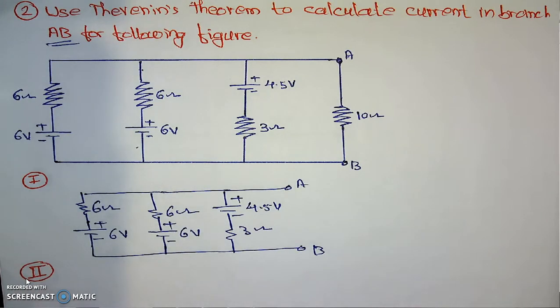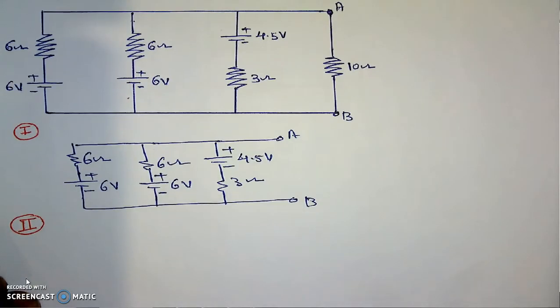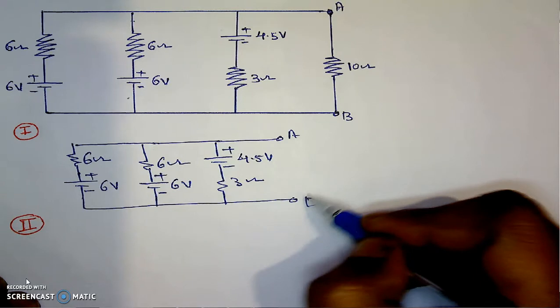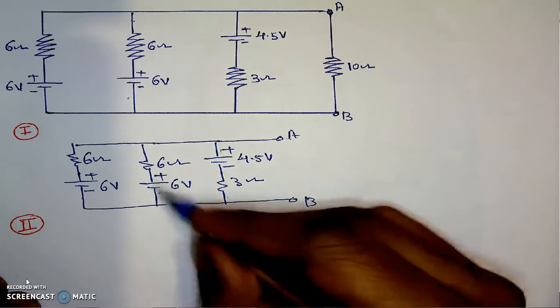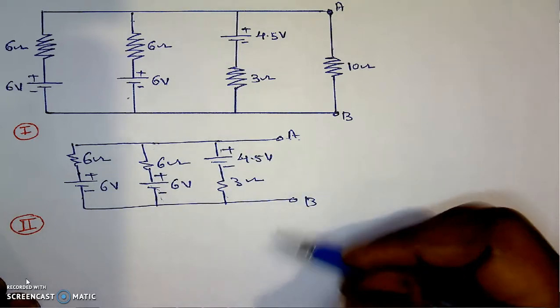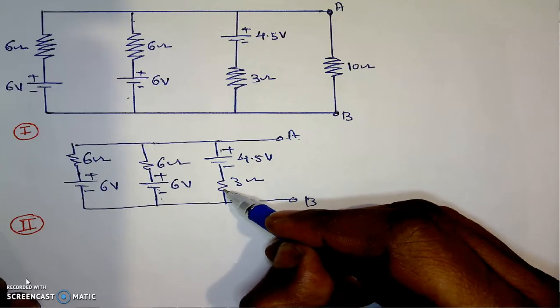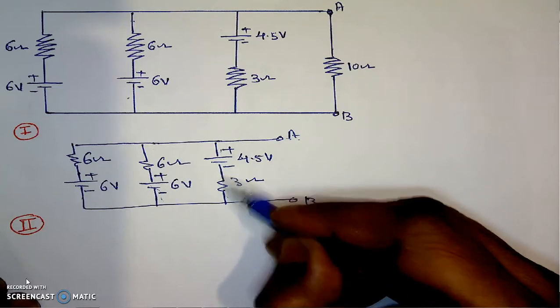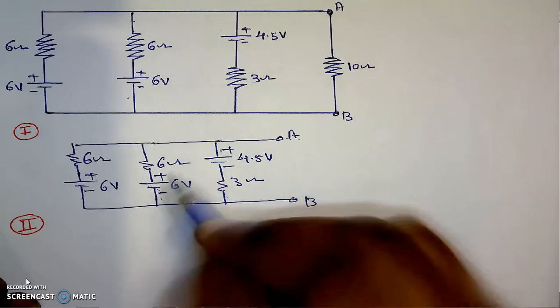Now, to calculate the VTH, the Thevenin's equivalent voltage, we have to calculate the current in this branch because we will travel from B towards A. We will use this path, maybe this path or maybe this path. Use any path, the current will be the same. But I will follow this path. We need to know this current. To calculate the current in this branch, we have to calculate the current in both loops.